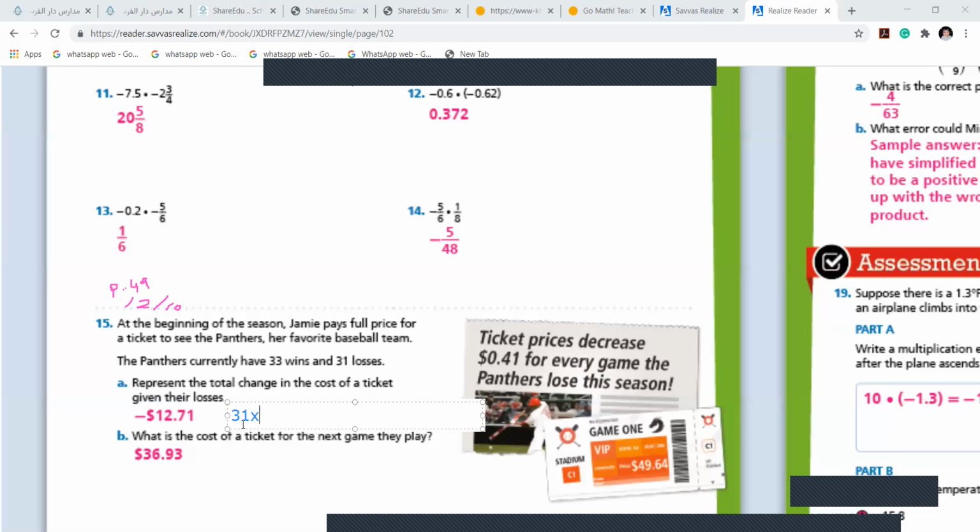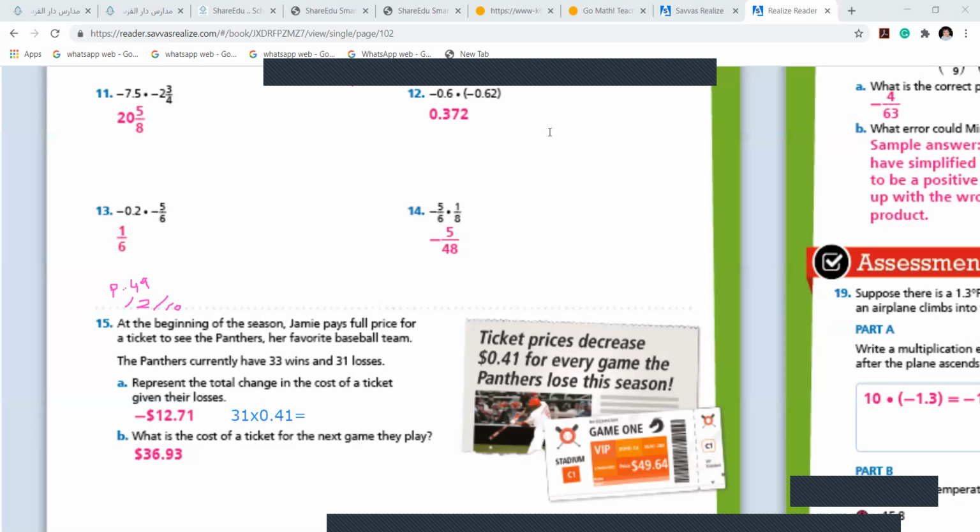That means for 31 losses, they ask you to represent the total change in the cost of a ticket given by the losses. When they say losses, how many losses were there? 31. And for one loss, it was $0.41. So for 31, it will be like this: 31 times 0.41. When you multiply this, girls, you will get 12.71.